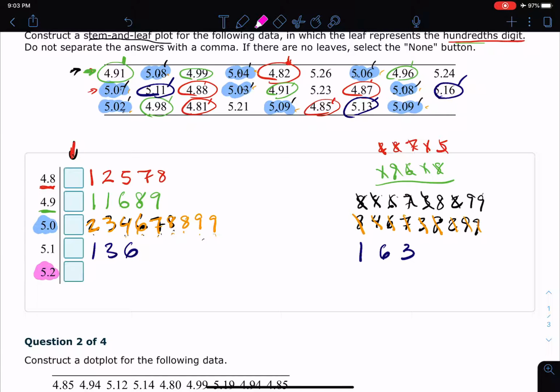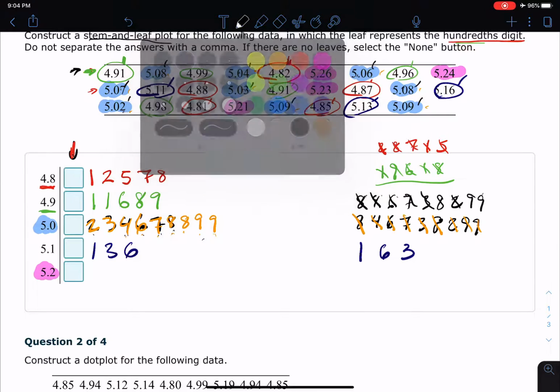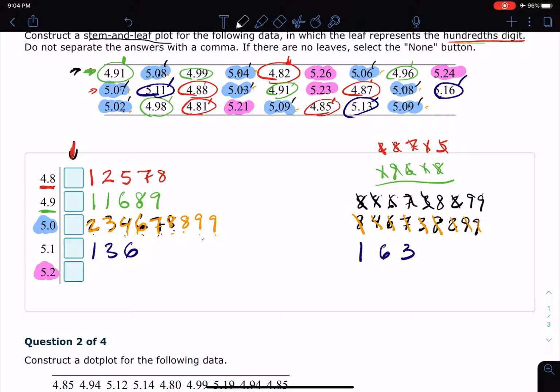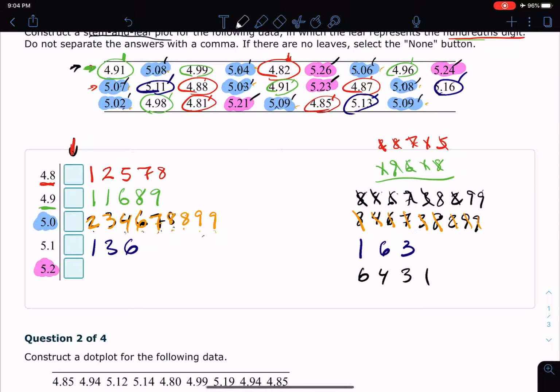Okay, and finally, let's get our little pink highlighter, and we're looking for 5.2s, and that should be the only thing left. 5.2, 5.2, 5.2, and 5.2. Looks like we have 4 items. Let me go to my black pen since I can't write in a highlighter. Just going in order, I've got a 6 and a 4, 6 and a 4. I've got a 3 and a 1, 3 and a 1.